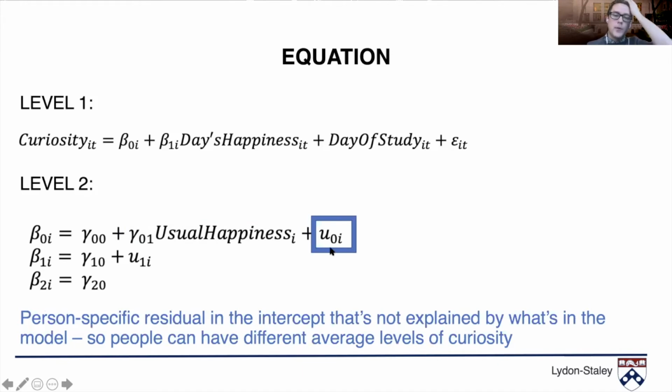This is a person-specific residual. Before, these were day-specific residuals. This is now a person-specific residual in the intercept, and that's not explained by what's in the model. So people can have different average levels of curiosity, which is basically what this allows. And we want that. We saw from the plots we made in one of our data labs that there were lots of between-person differences in people's average happiness, and also people's average curiosity.